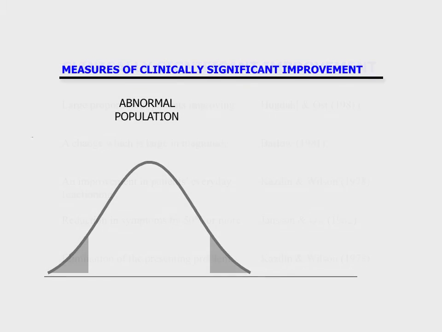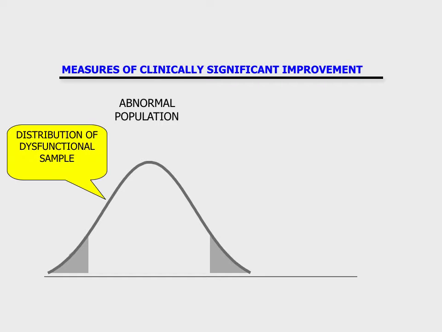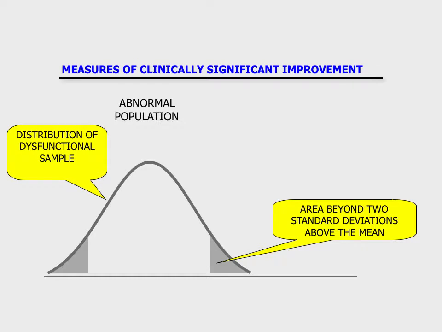Now, let's take a look at how we measure clinically significant improvement. We have an abnormal population here, which is not to be confused with a non-normal distribution. Here's the distribution of the dysfunctional sample. And we have our gray areas, which are the areas that are beyond 2 standard deviations above the mean. Now, we have a cutoff here, which is the border of the gray shaded area. And this first possible cutoff is anything outside the range of the dysfunctional population. So if we see that there is something that is greater than 2 standard deviations from the mean, then we're probably saying there's a statistically significant difference there.